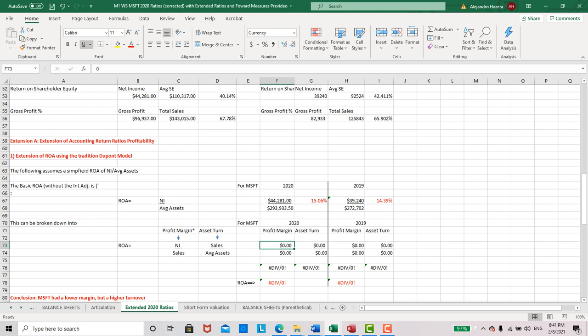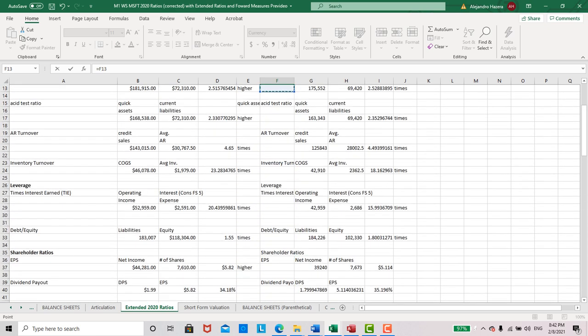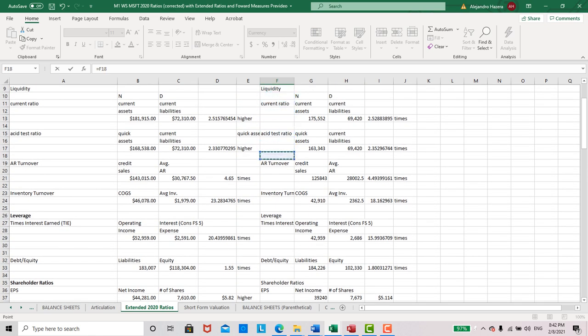I haven't done this for Apple yet, but since they have so much debt, when we get to return on shareholders' equity, it seems to me that it might make a difference. Okay, so profit margin is net income, this number here, divided by sales. Now sales, I can just pull from, well, I have all the numbers here.